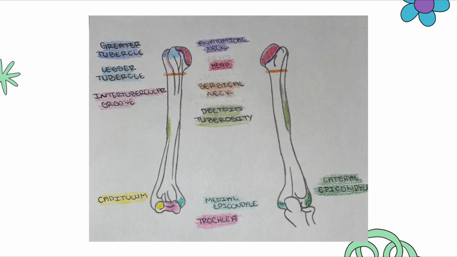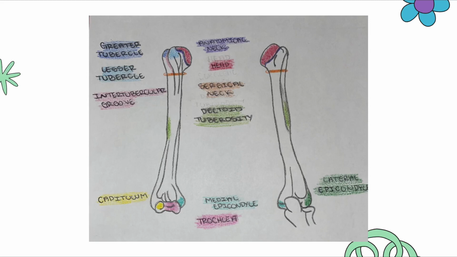Now to continue down the humerus bone, in that light green on the anterior side is going to be our deltoid tuberosity. And then on the posterior side, in the dark green at the very bottom, is going to be our lateral epicondyle. And I forgot to mention, on the posterior side, that light green is also the deltoid tuberosity, just from the posterior view of the humerus.